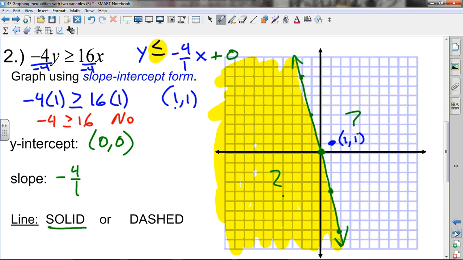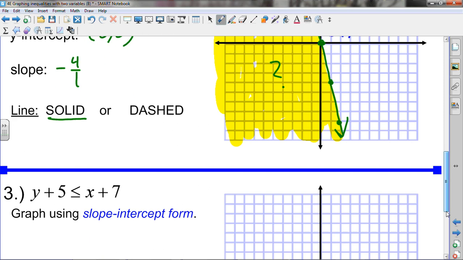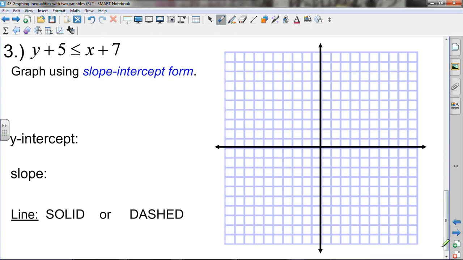Let's go ahead and have you look at, oh, we got one more example here, so let me go through this here. I'm going to test this out. I thought we were done there. So I'm going to move the 5 over because I want to get y by itself. So y is less than or equal to x plus 2.